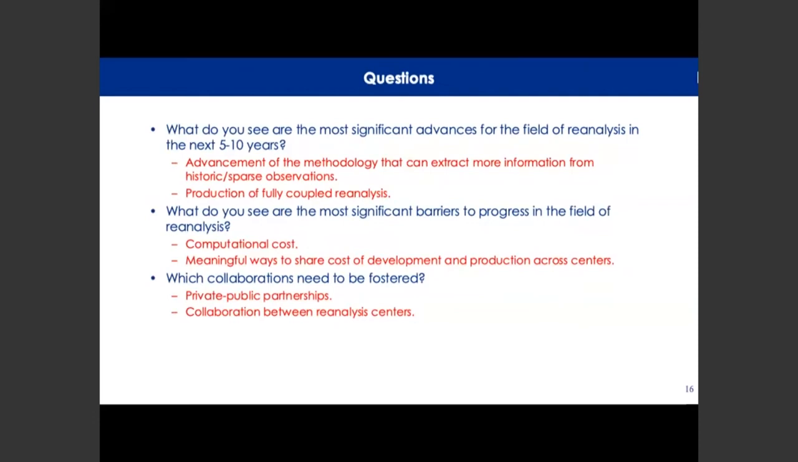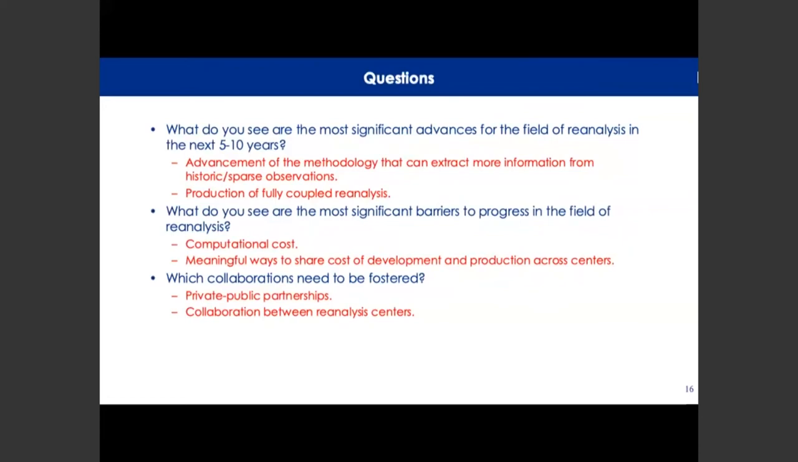I do have answers to a couple of questions that the organizers asked me to report on. What do you see as the most significant advances for the field of reanalysis in the next 5 to 10 years? Advancements in the methodologies that can extract more information from historic sparse observations. That will be progress that we can make if we invest in it. And also production of fully coupled reanalysis, and by coupled, I mean ocean, atmosphere, ice, land.